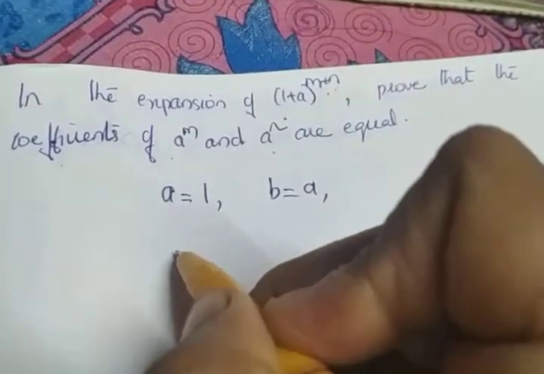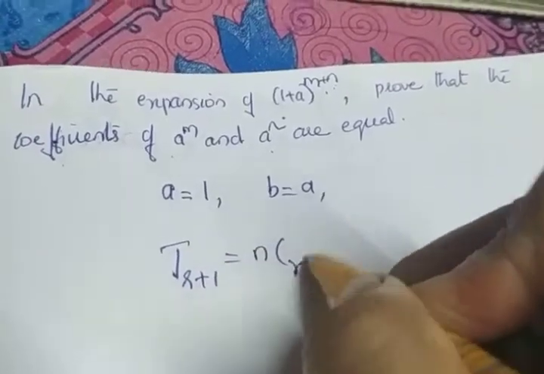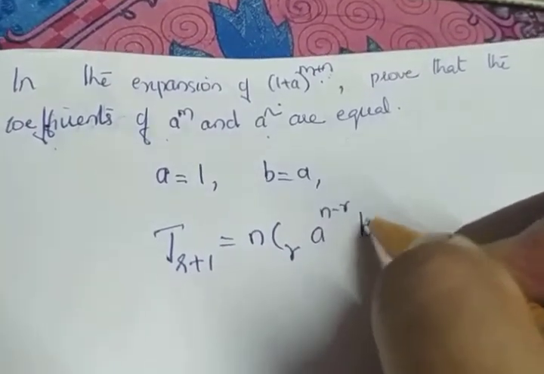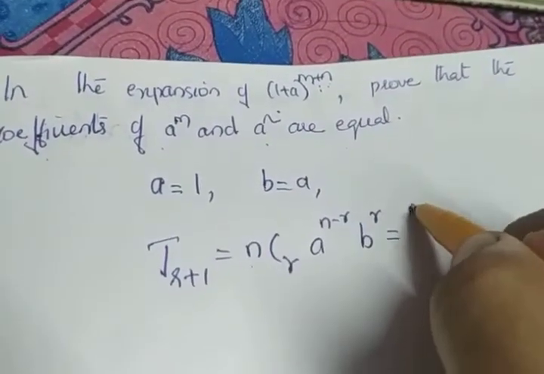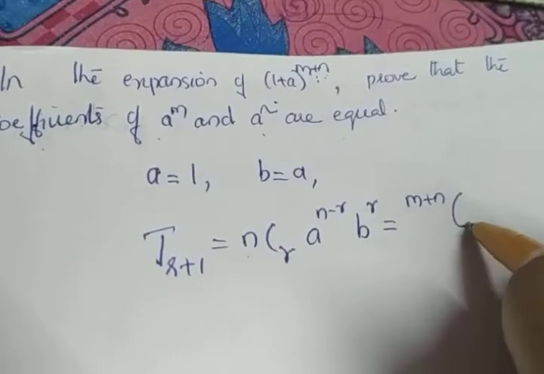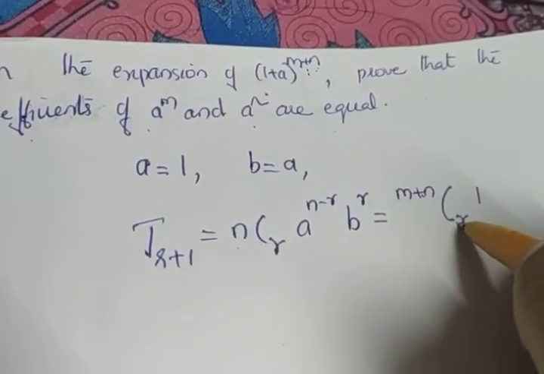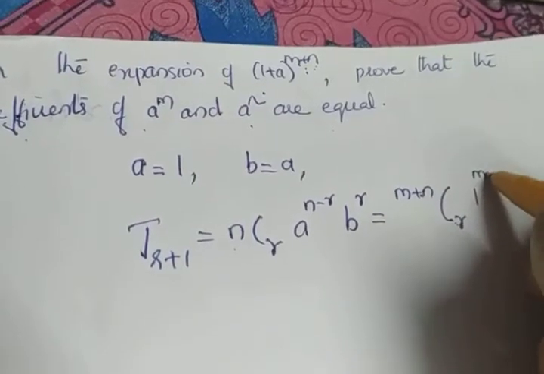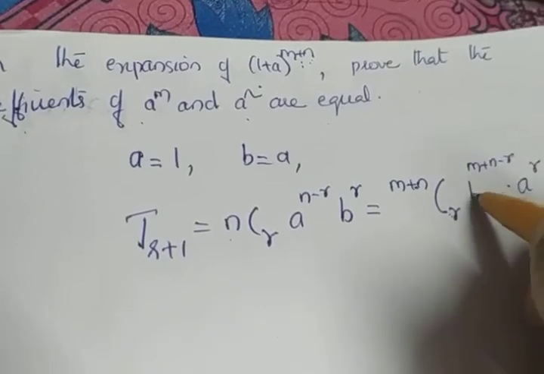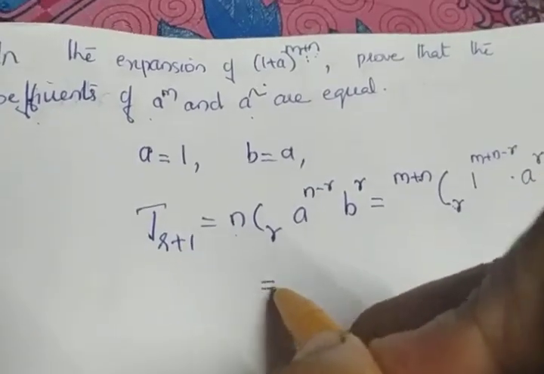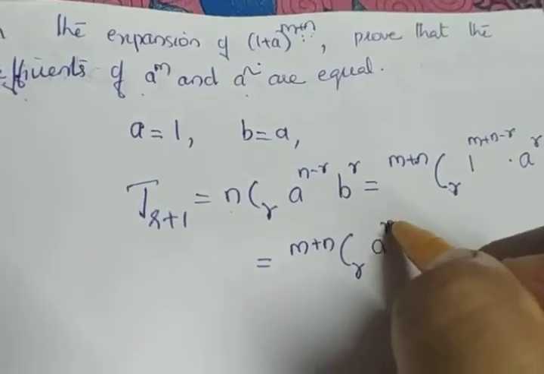Okay, so the general term T(r+1) is equal to nCr into a^(n-r) into b^r. What is n here? It is m + n. So (m+n)Cr. A is 1, so 1 raised to the difference of these two, m + n - r, into b. B here is a^r. 1 raised to any number gives you the value 1 itself. So we are getting the general term as (m+n)Cr into a^r.